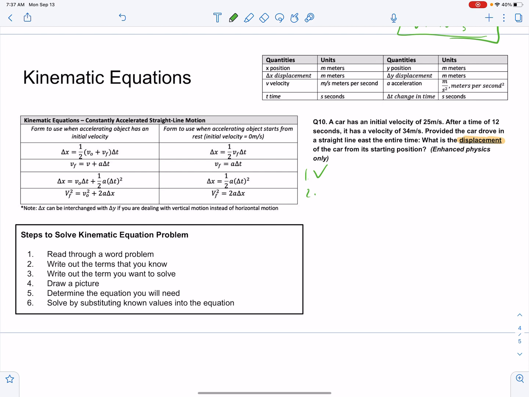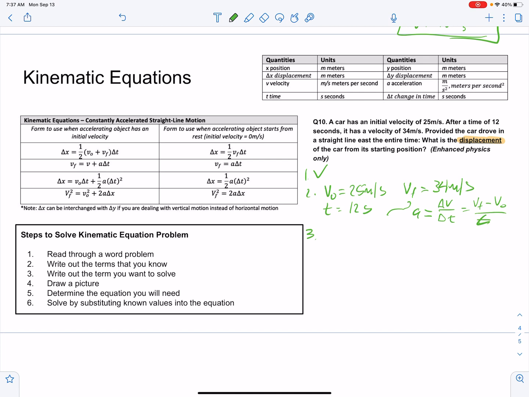Step 2, let's write out what we know. V initial, V naught, is equal to 25 meters per second. T equals 12 seconds. V final equals 34 meters per second. Okay, from this, we could solve for A. Remember, A is change in velocity over change in time, so we could have V final minus V initial over our change in time, T. Okay, I don't think we'll have to do that though.